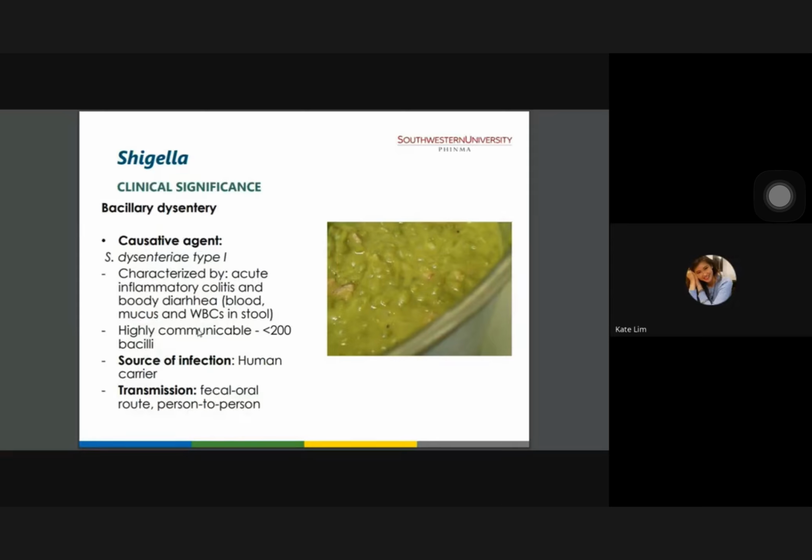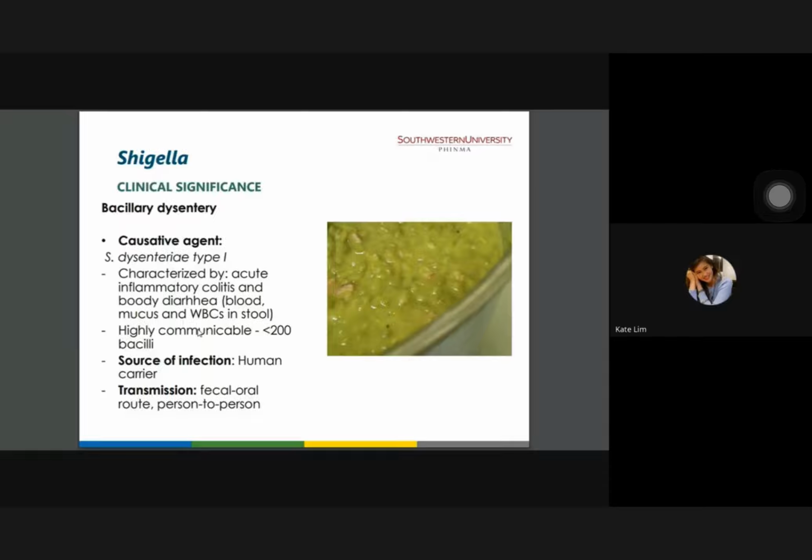So how do we get Shigella? Shigella dysenteriae type 1, to be specific, is highly communicable, meaning it is highly infectious. Unlike E. coli, where the infectious dose ranges from 1 million to 1 billion, for Shigella dysenteriae, as few as 200 bacterial cells can cause infection.